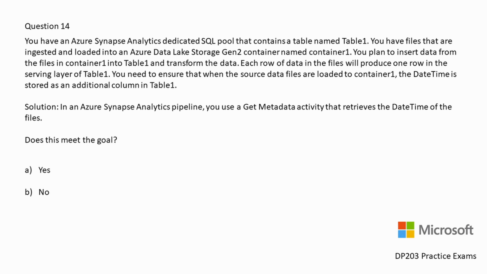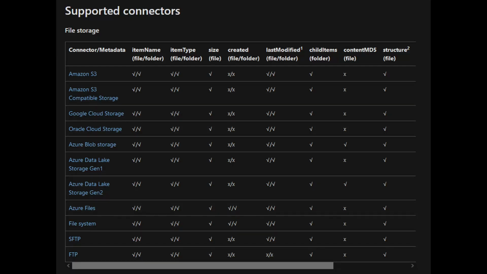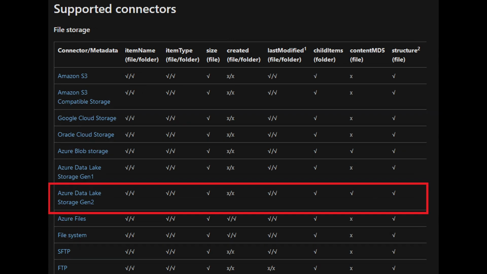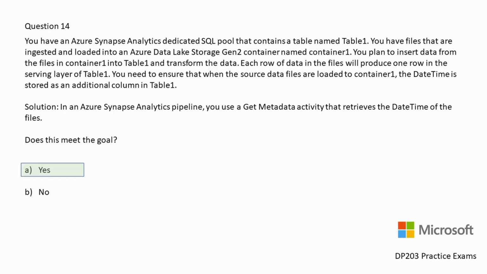Yes or no? You can use the get metadata activity to retrieve the metadata of any data in either Azure Data Factory or a Synapse pipeline. On the screen, we're showing the connector and the available metadata. So in our case, we can use get metadata activity to retrieve the date time of the files to add in Table1. So the answer is yes.